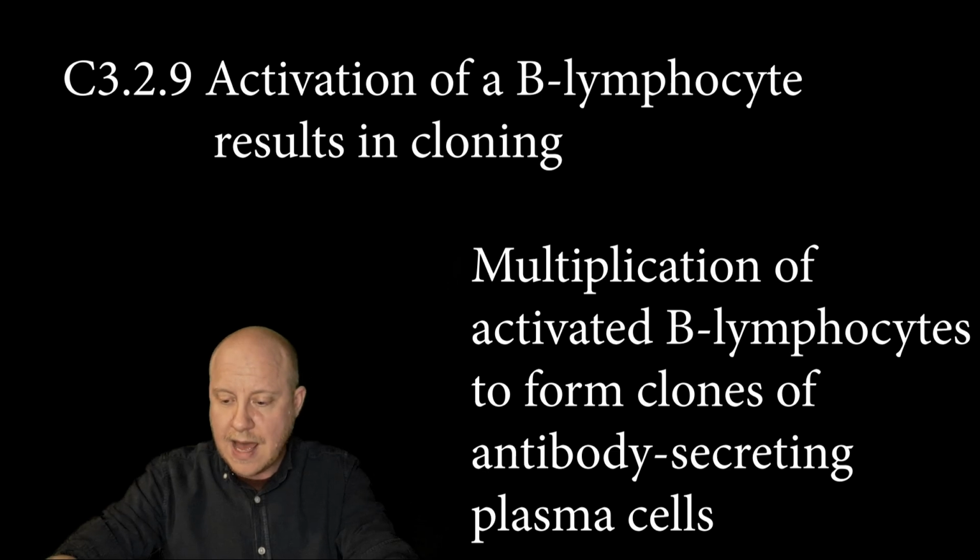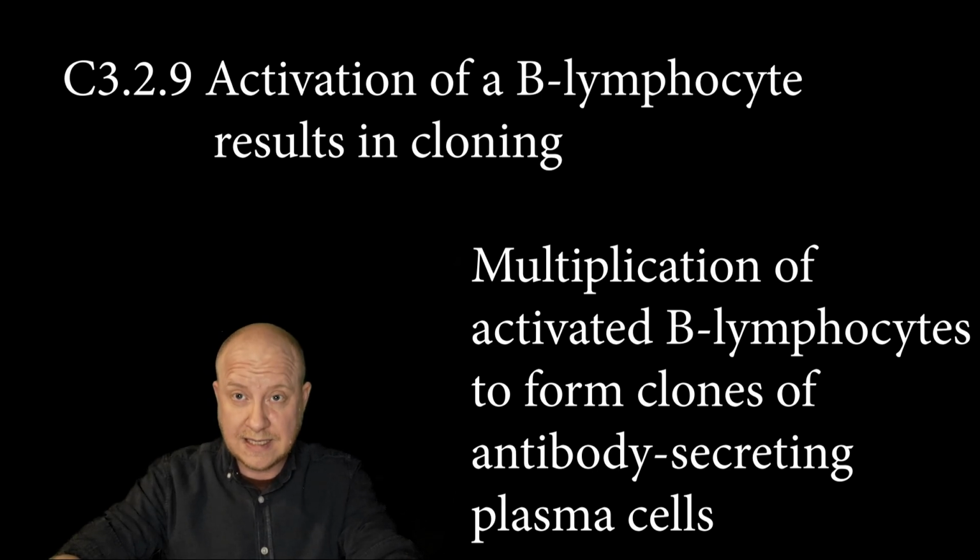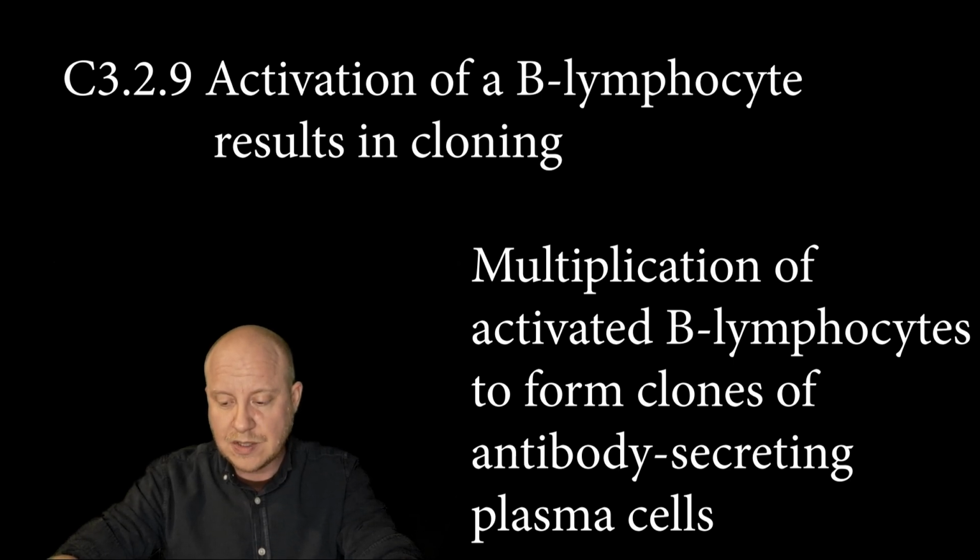C3.2.9. Activation of a B lymphocyte results in cloning. There are relatively small numbers of B cells that respond to a specific antigen. To produce sufficient quantities, that means amounts, of antibody, activated B cells first divide by mitosis to produce large numbers of plasma B cells that are capable of producing the same type of antibody.